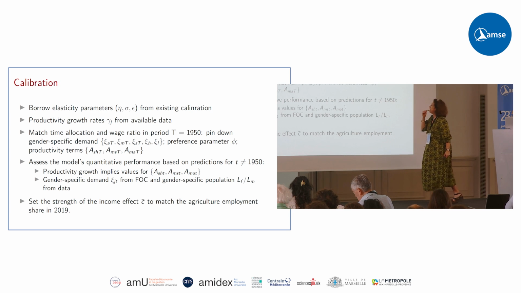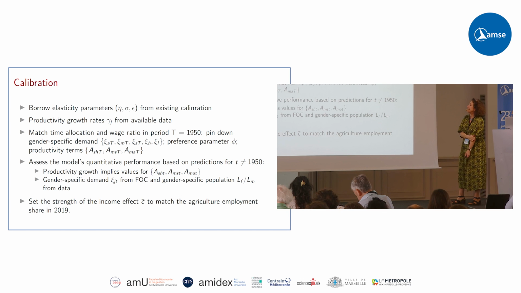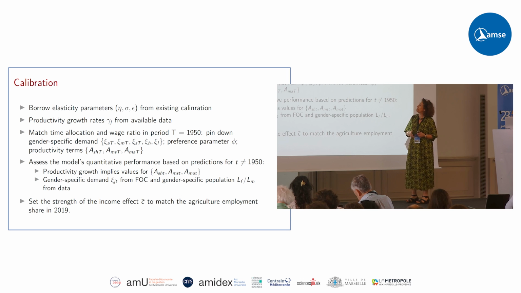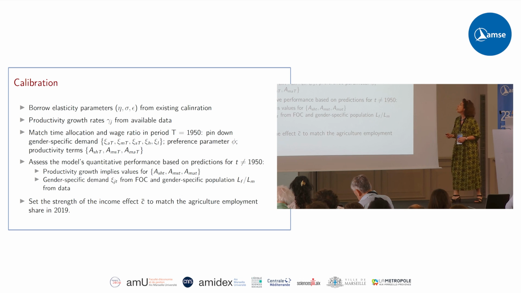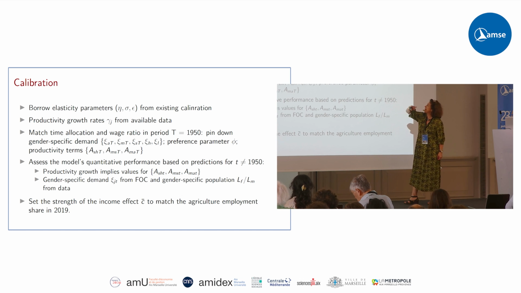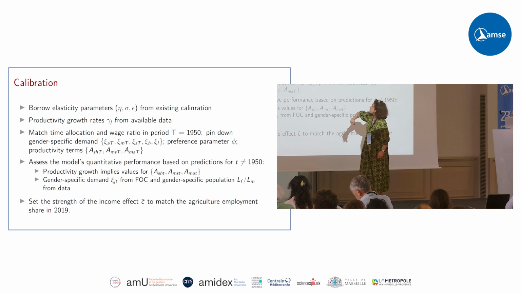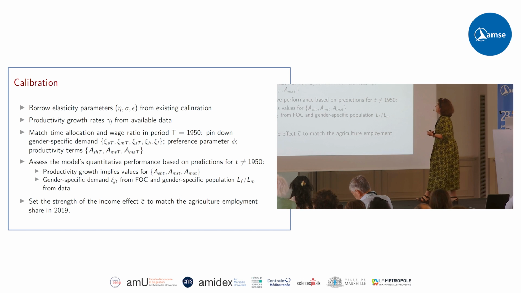The calibration is basically as simple as possible, so it's as frugal as possible. So we borrow some elasticity parameters from existing calibrations. So the η, the elasticity between men and women, the σ, the elasticity between home services and market services, and the ε, the elasticity between agriculture, manufacturing, and services, are borrowed from other work. Importantly, we have productivity growth estimates from the data. So the γ_j, we can estimate from some available data.